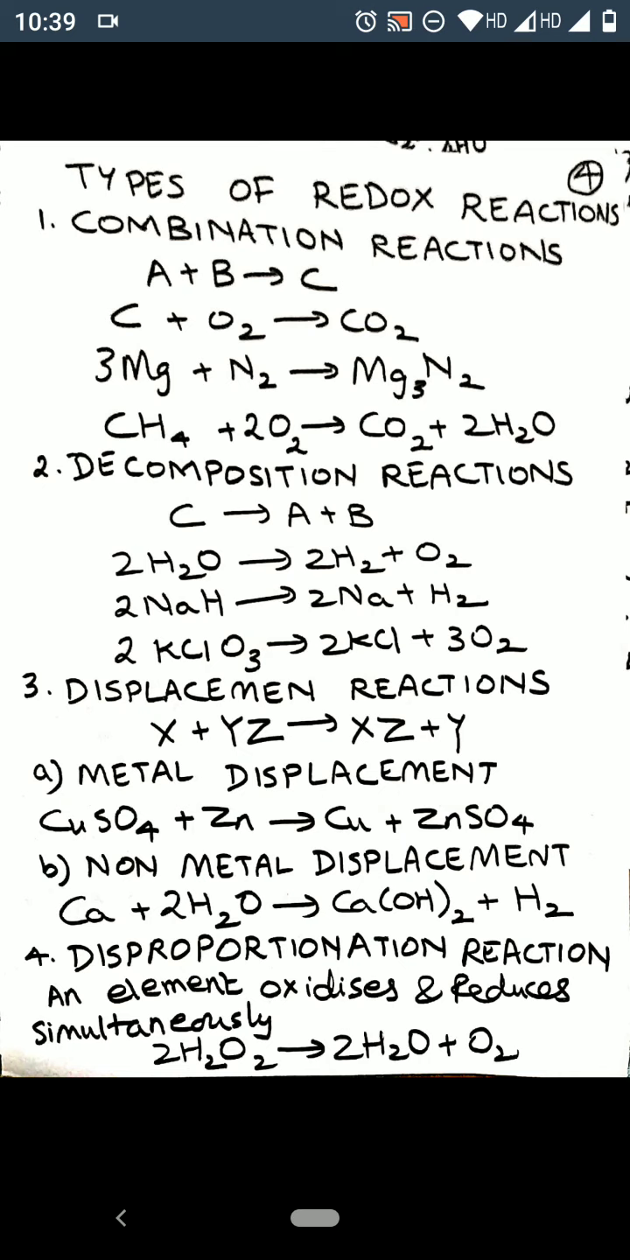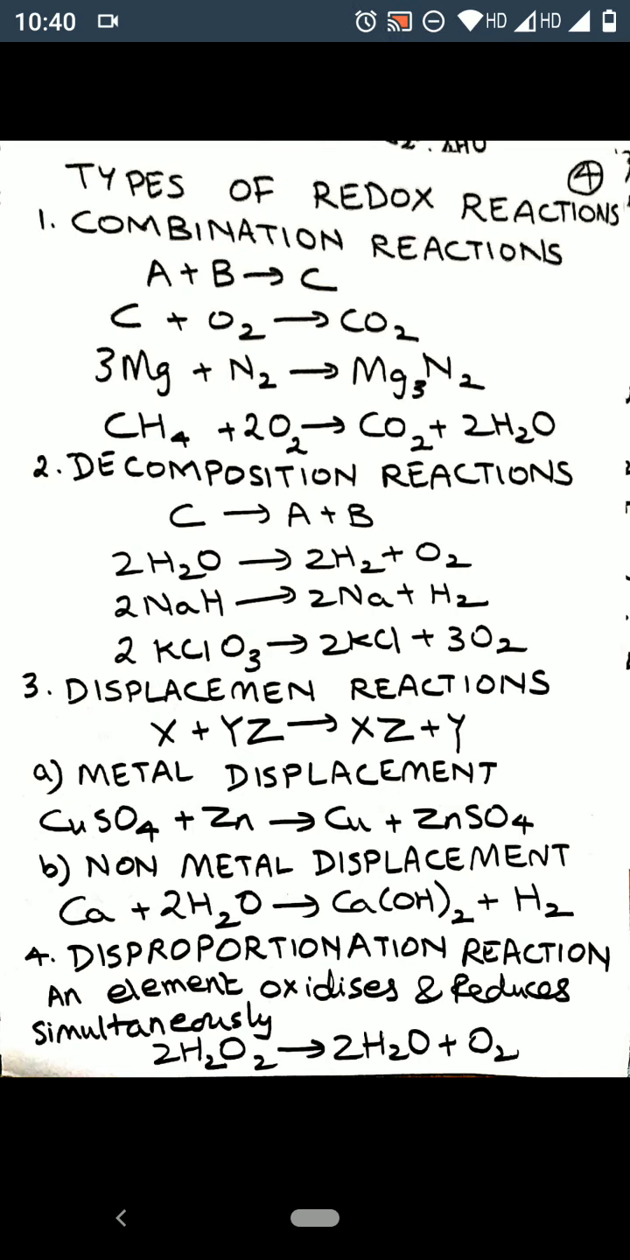When metal is displaced, for example zinc, more active than copper, displaces copper from copper sulfate solution, so forms copper and zinc sulfate. It is a metal displacement reaction. Non-metal displacement, where calcium reacts with steam to form calcium hydroxide. This is non-metal hydrogen displacement. Disproportionation reaction, an element which oxidizes and reduces simultaneously.